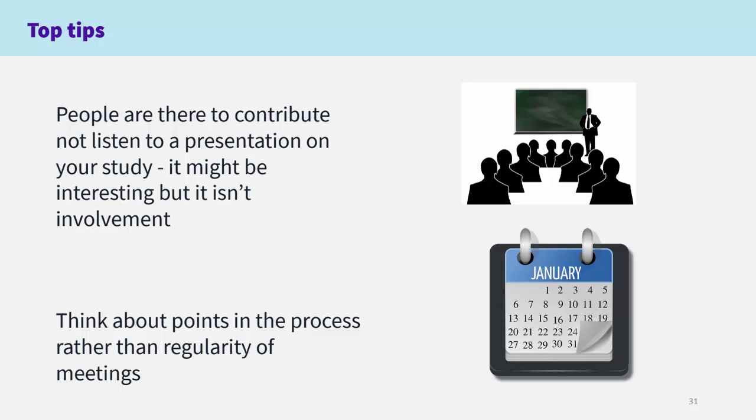Another thing is really thinking about points in the process where you want involvement. Often people will put in a PPI meeting, say every 4 months or every 12 weeks or something like that. But really that isn't terribly helpful, because if you think about where you want involvement and why you want involvement, you probably want it at particular points in the review process rather than in particular calendar months. So really think about the process.